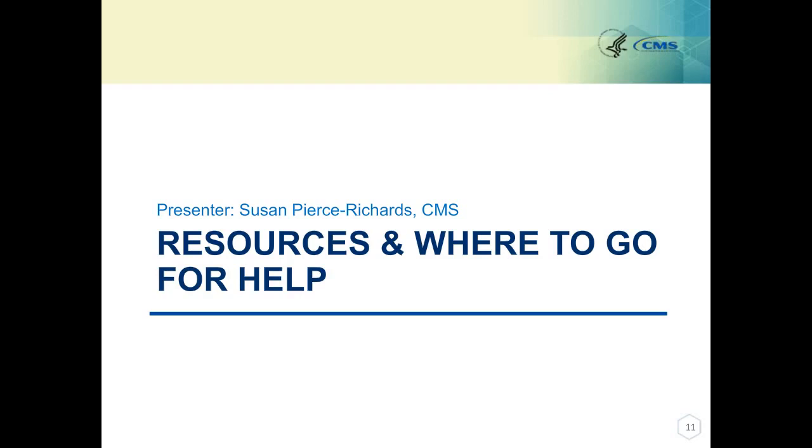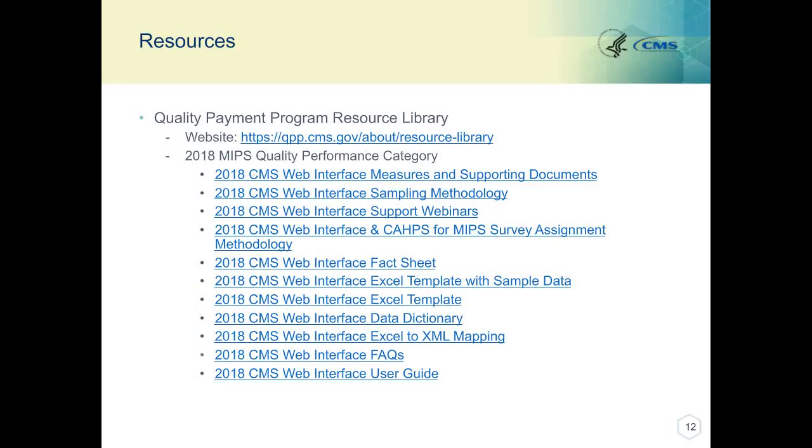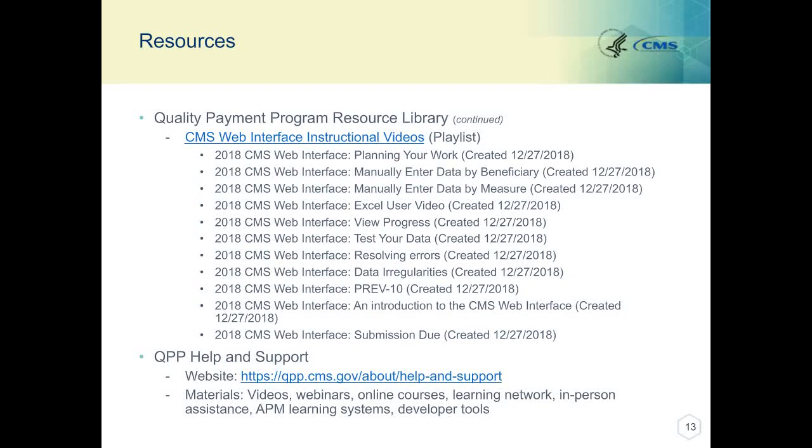Next slide, please. This slide contains links to some documents on the QPP Resource Library, and this has information on the web interface as well as measure-specific guidance documents. Next slide. The QPP Resource Library also contains a number of recorded instructional videos and links to the QPP Help Desk in case you need that. Next slide.